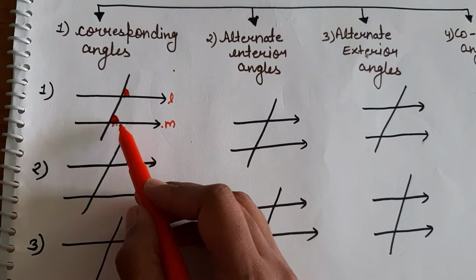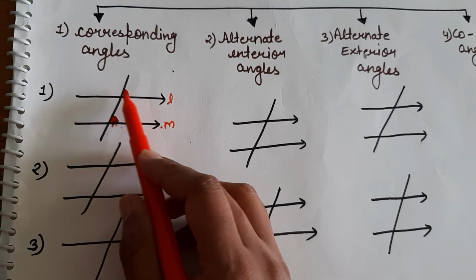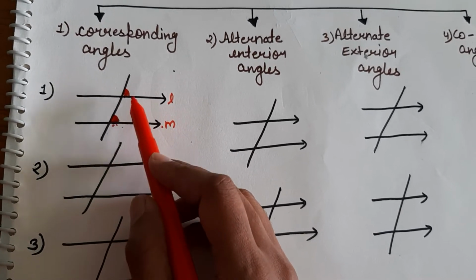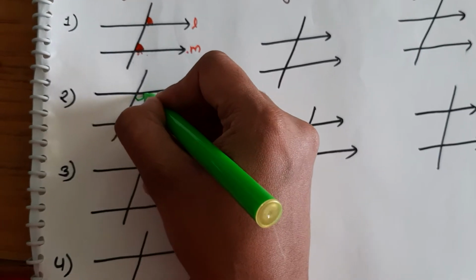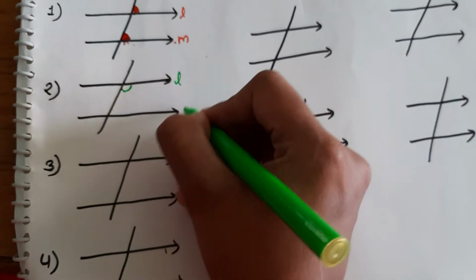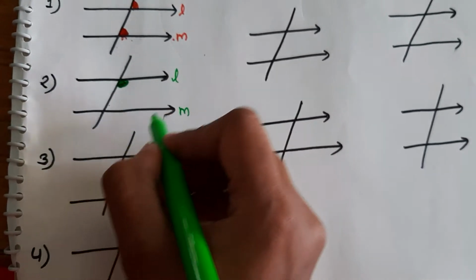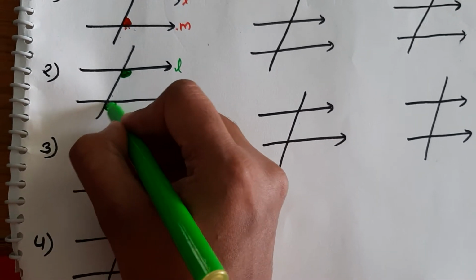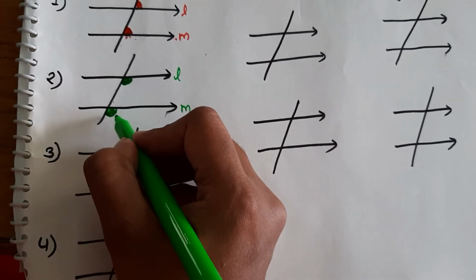If the angle above M is formed, then in L also the angle on the upper side will be formed. So what will these two be called? Corresponding angles. Next, if I take the angle below line L, then the same position below line M also. These are the corresponding angles.